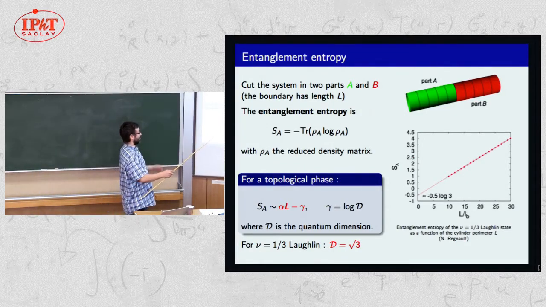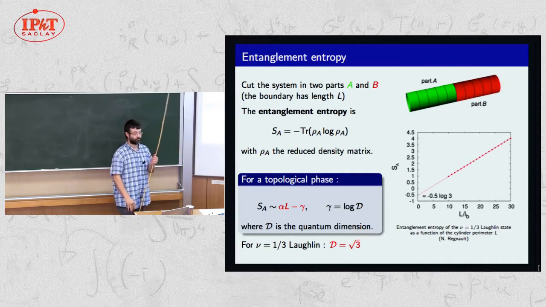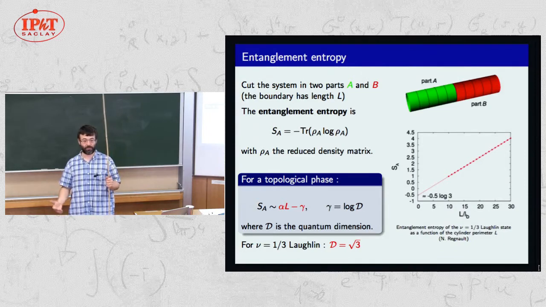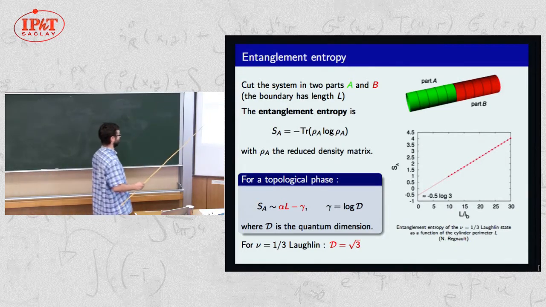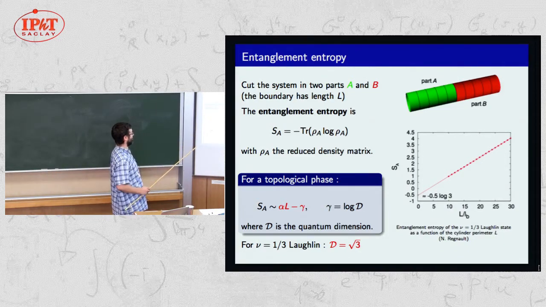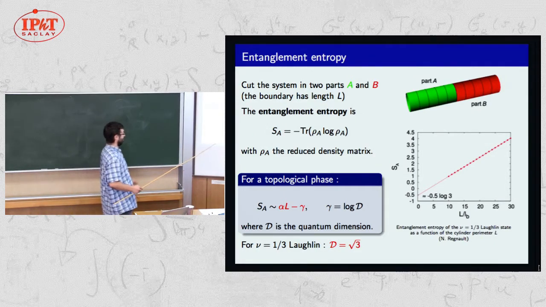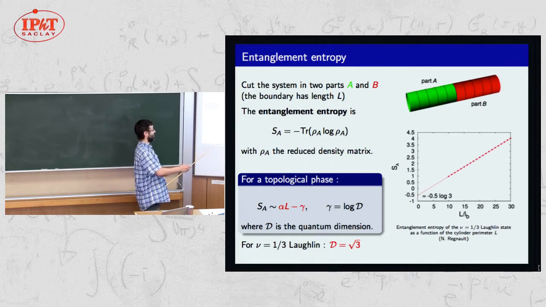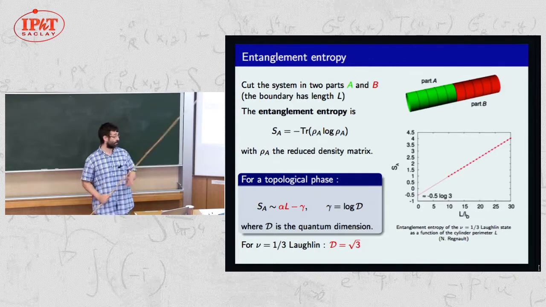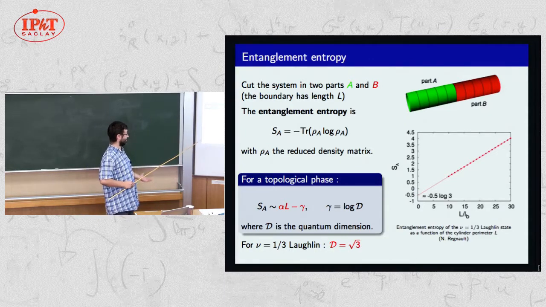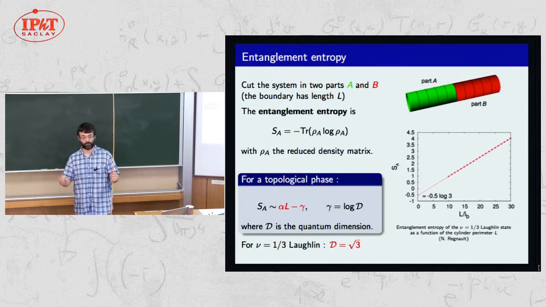You take your system, so here we're going to have our quantum Hall droplet on the cylinder, you chop it in 2, part A, part B, you trace over B, you end up with a reduced density matrix of part A, and you compute its entanglement entropy. For gapped phases, you're supposed to have an area law. That means the entropy of part A doesn't scale with the volume of A, it scales with the volume of the boundary of A.